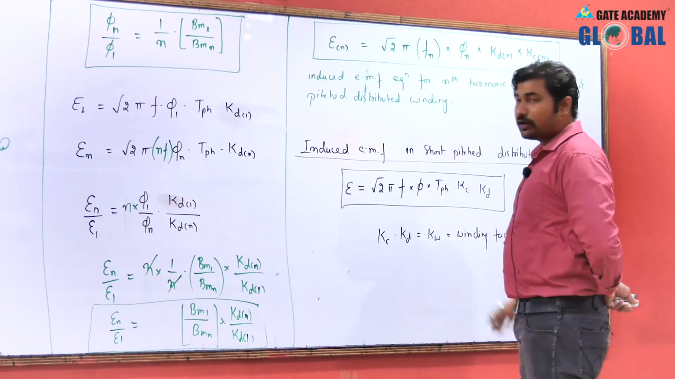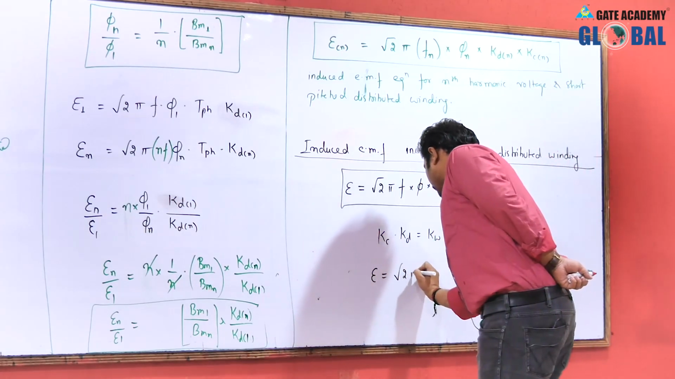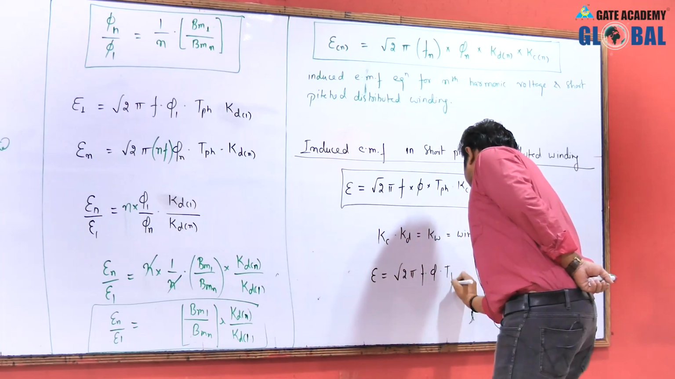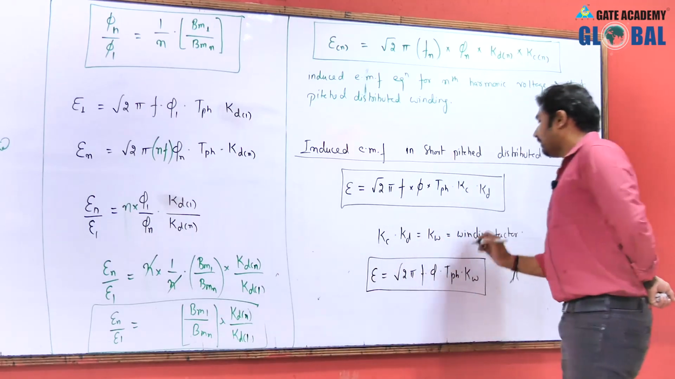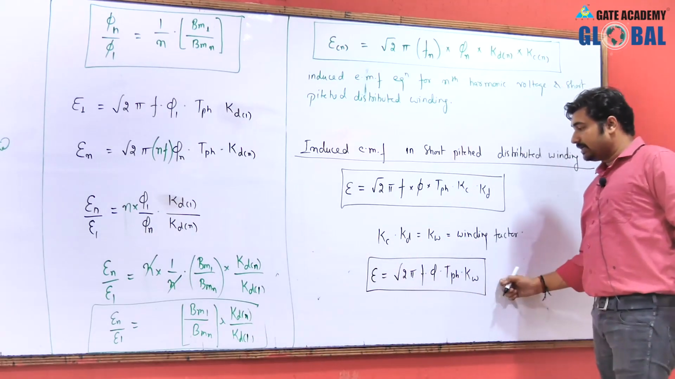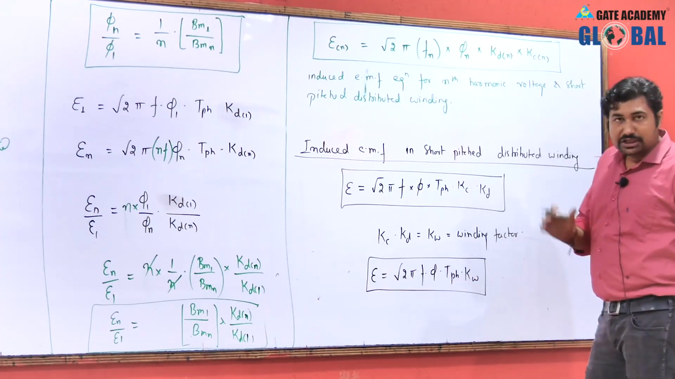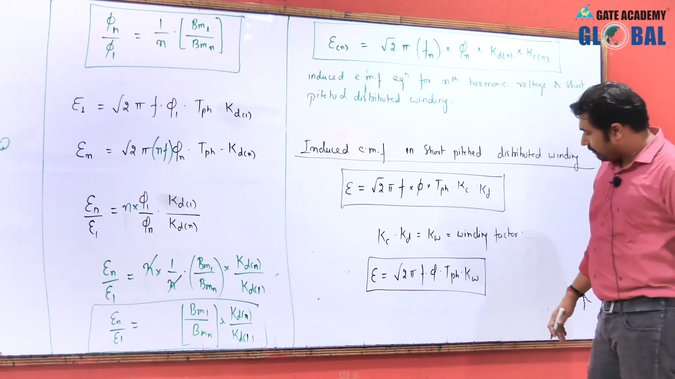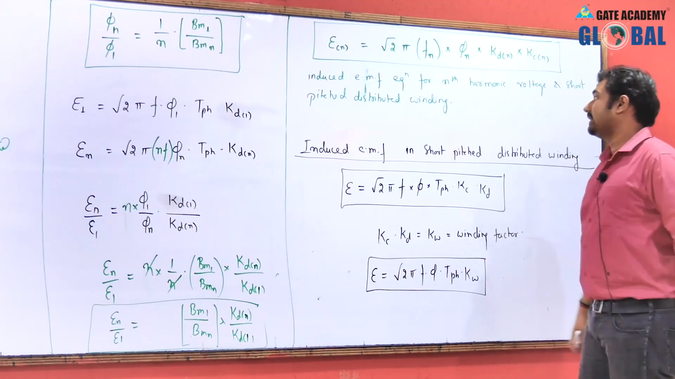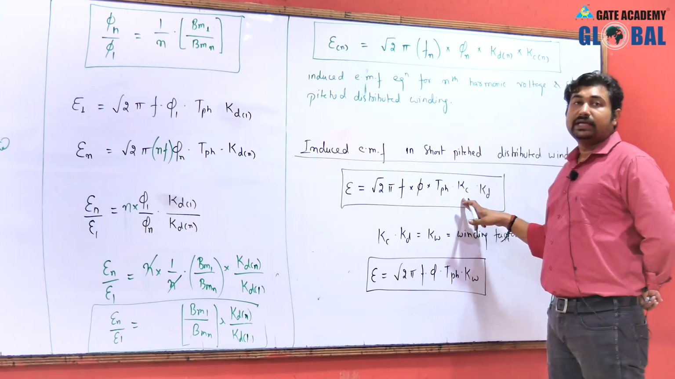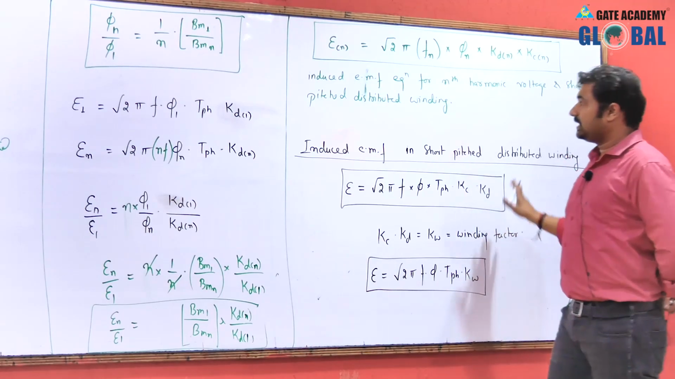So it is constant for a machine once the machine is designed. So you can also say root 2 pi f phi Tph into Kw. Is it okay? That is what we call winding factor. So this is the induced EMF equation valid for the short pitched distributed winding. However, the winding factor is equal to 1 in concentrated full pitched winding. Is it okay? Kc is equal to 1 in full pitched winding, Kd is equal to 1 in concentrated winding. So keep this in mind.